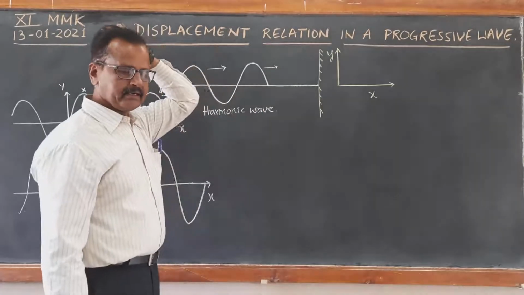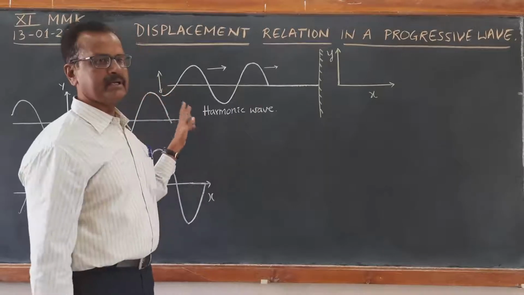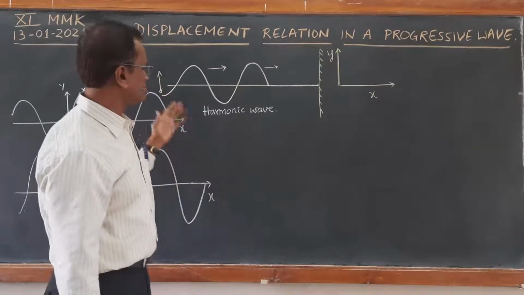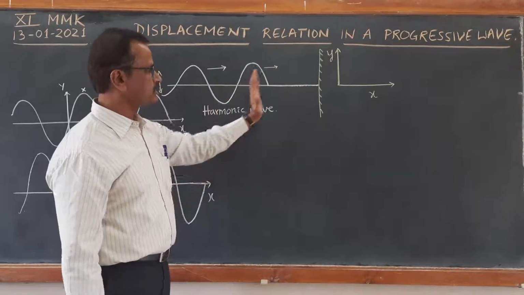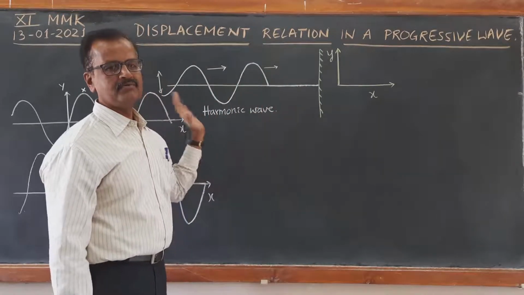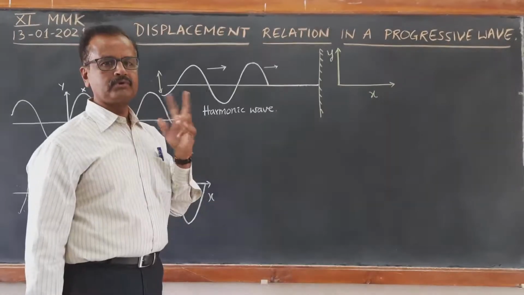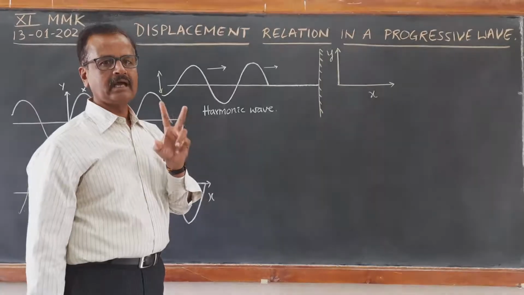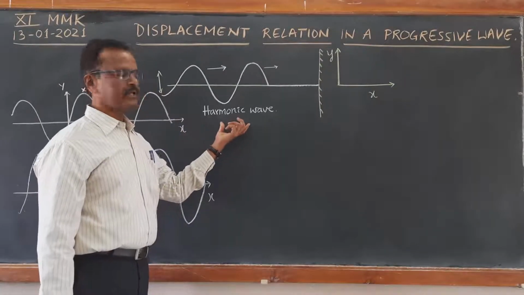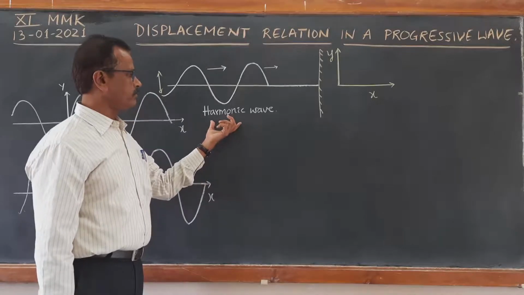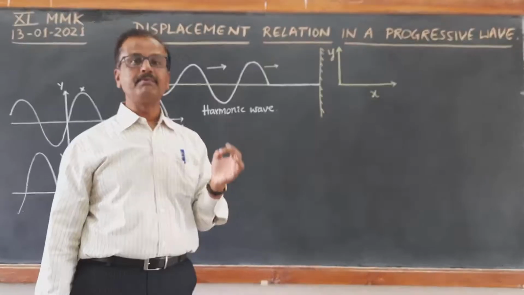As long as the jerks are being given, as long as the disturbances are being caused, the wave pattern is traveling along the x-axis and it is a function of x as well as a function of time. So it should be a function of two variables, that is x as well as time. For simplicity we learn the harmonic wave, in which the particles of the medium are oscillating simple harmonically.